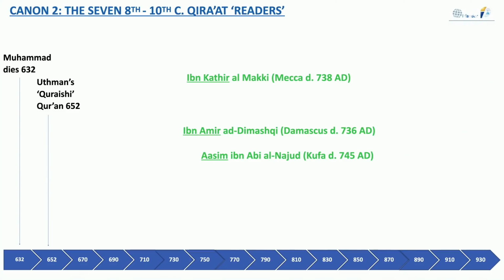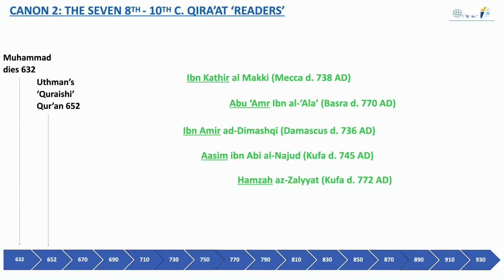Now suddenly you have Asim ibn Abi al-Najud. His is from Kufa. That's Iraqi, modern-day Iraq. 745 is when he died. Then you have Abu Amr. Why don't you read their names as I put them up, because you know much better than I. Amr ibn al-Ala. And he's 770. Sorry, Ibn al-Ala. And so he's getting really towards the end of the 8th century.